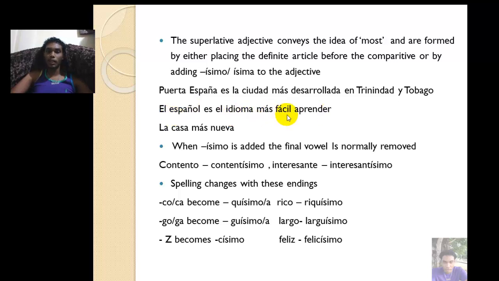Note el idioma. This is another example of a noun that ends in a and is masculine. Okay? La casa más nueva. Right? So all these are superlatives in examples. When ísimo is added, the final vowel is normally removed. Contento, contentísimo, okay, and etc. Now, just note the spelling changes with these endings, okay?